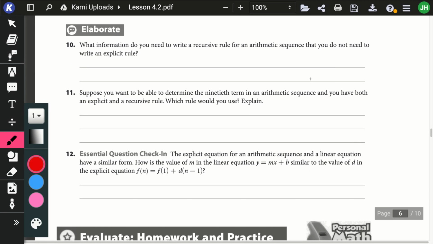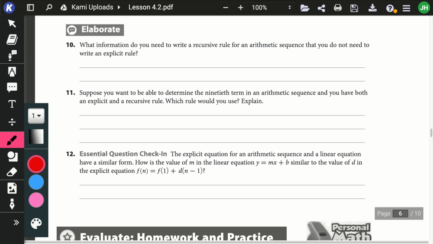Can you answer these questions? You should read these over because I'm going to ask you to answer these questions when we get to class. Okay, so let's read them. See if you can figure it out. What information do you need to write a recursive rule for an arithmetic sequence that you do not need to write an explicit rule? So think about the difference. What information do you need to write a recursive rule that you don't need to write an explicit rule?